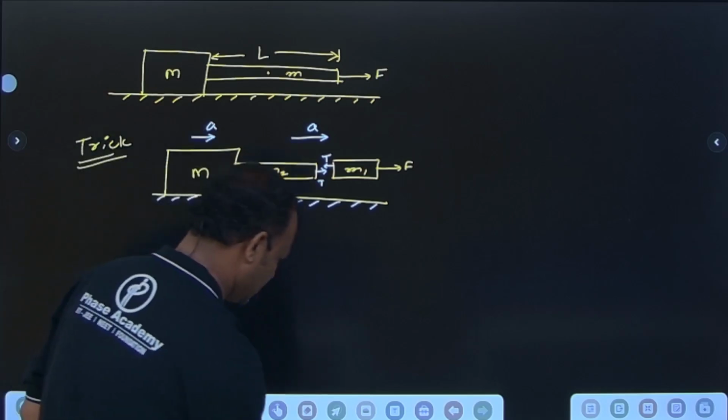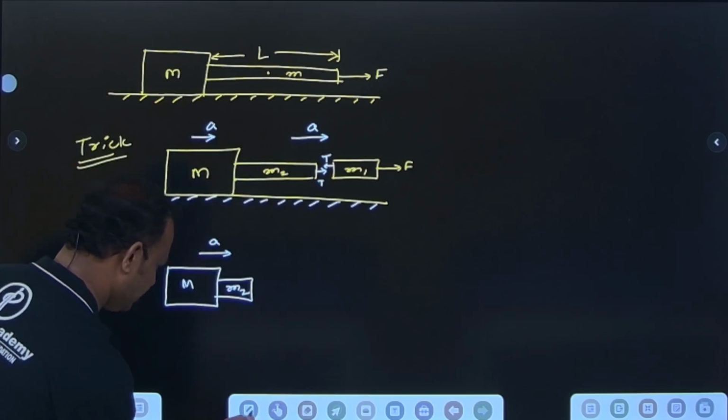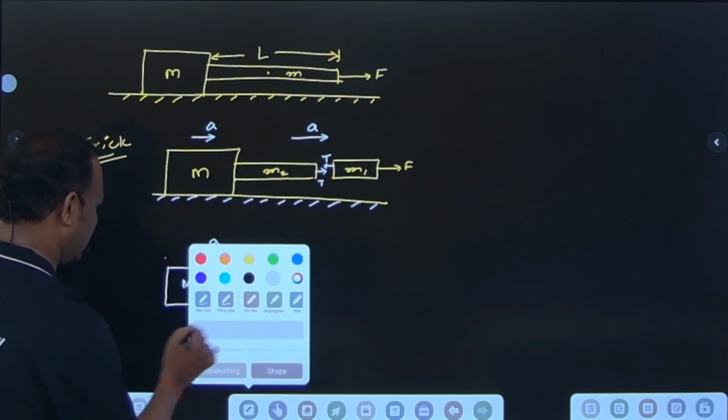Just a minute, I'm changing this. So here, you can go for this.